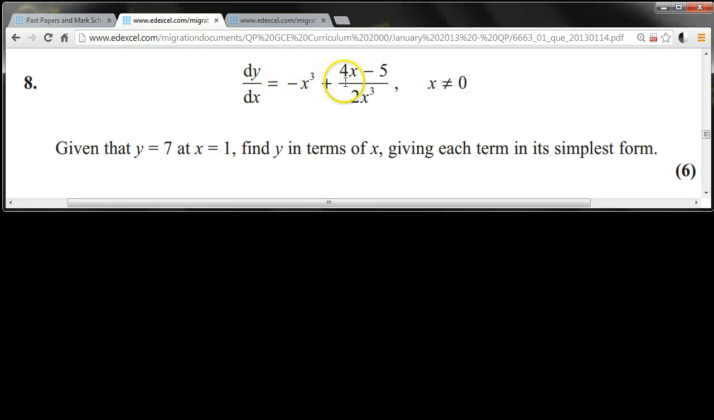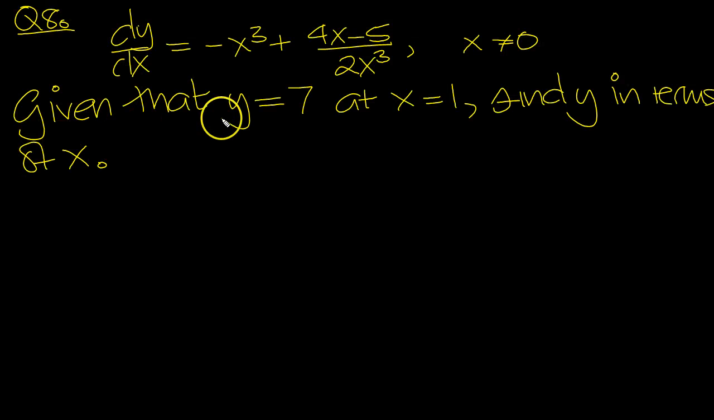dy/dx equals this expression here, for x not equal to 0. Given that y equals 7 at x equals 1, find y in terms of x, keeping each term in its simplest form. So here's the problem then. So let's have a look at it then. We need to separate the variables and integrate.